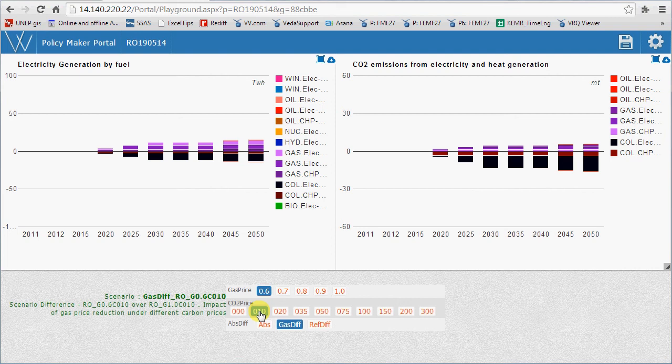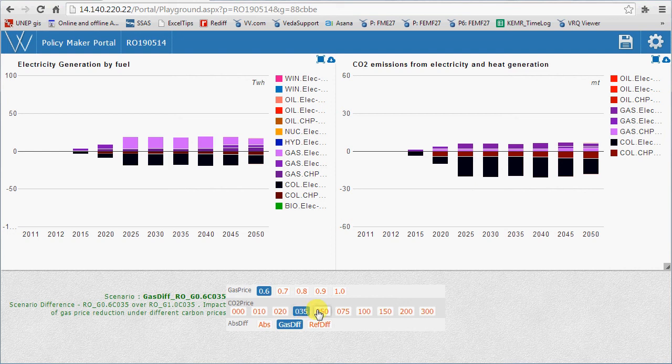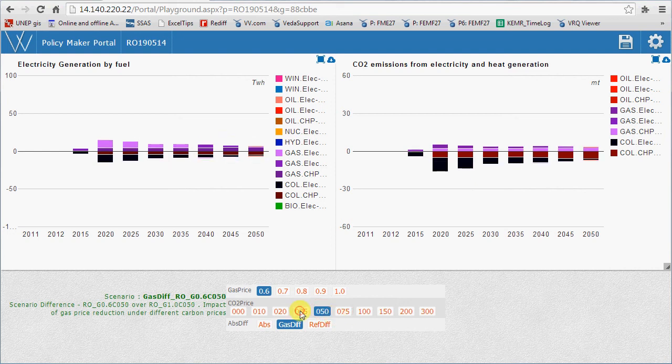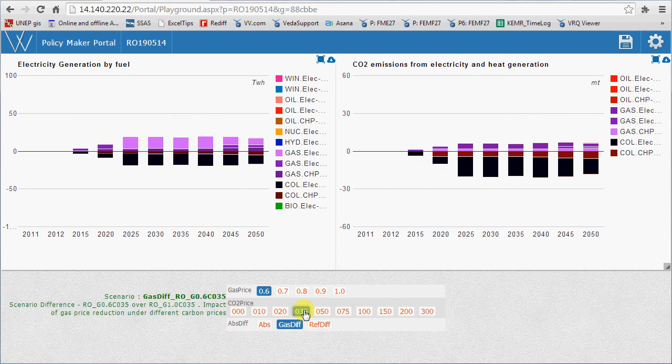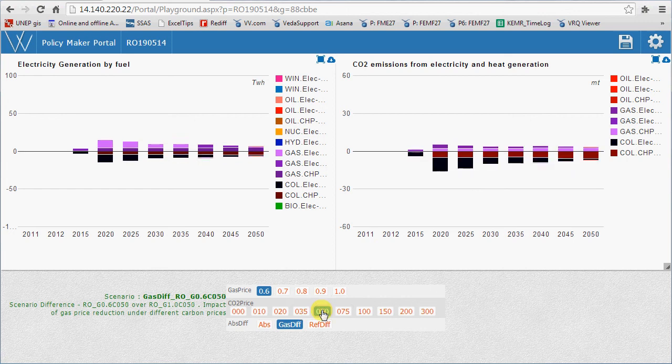So there's more gas, less coal. More gas, even more gas, less coal. And this actually we would expect to peak at some point, because beyond a certain carbon price, gas will not be playing a role anyway. So gas becoming any cheaper will not really help. So you see now at $35 gas was playing a big role, but beyond 35 it sort of fades away.